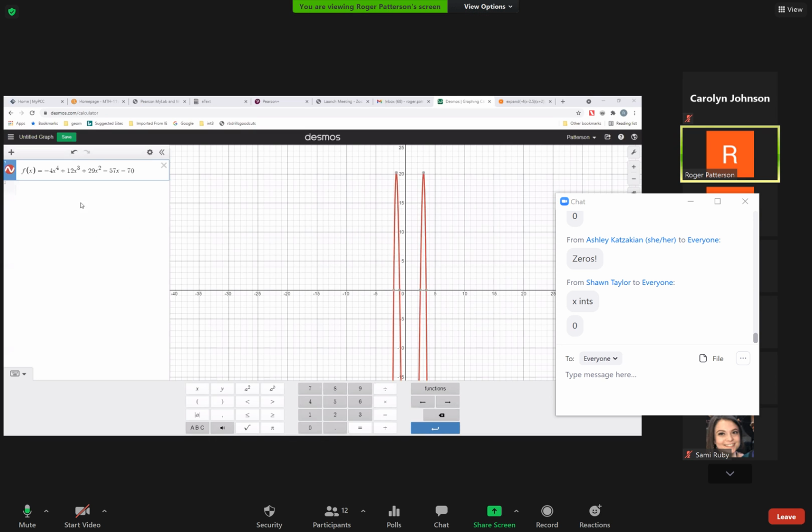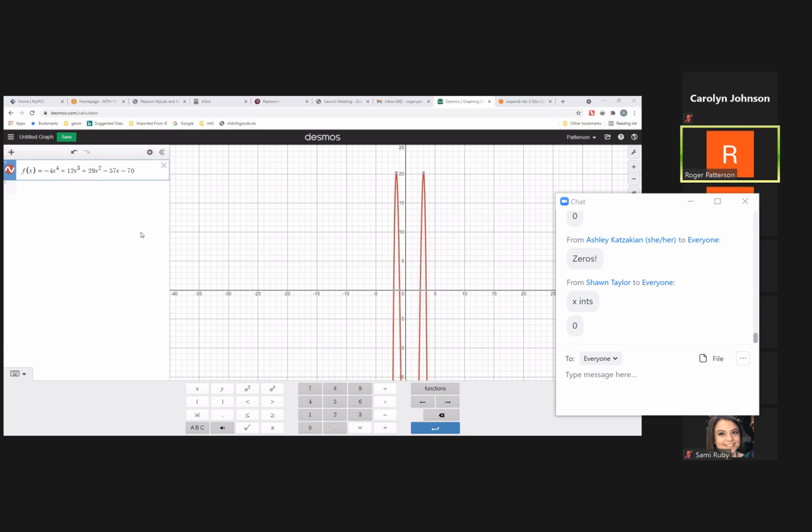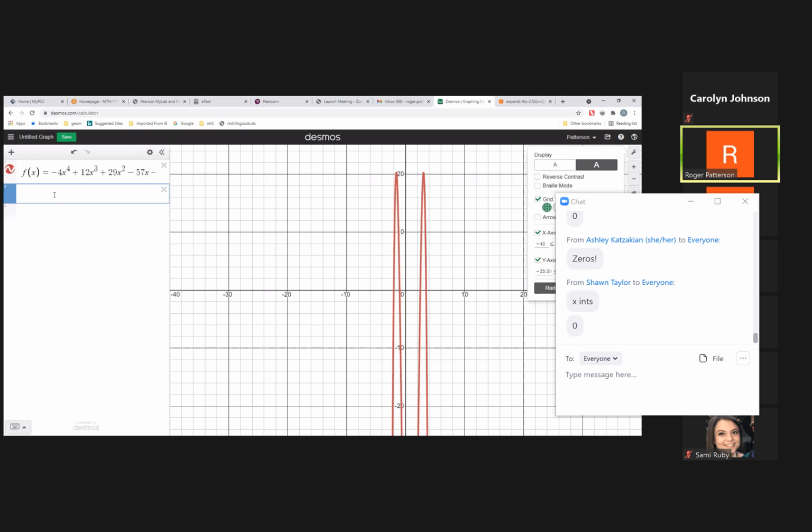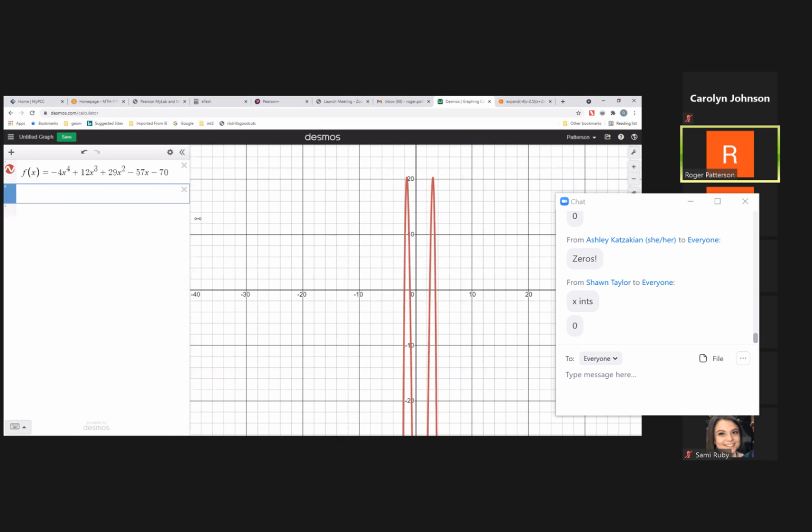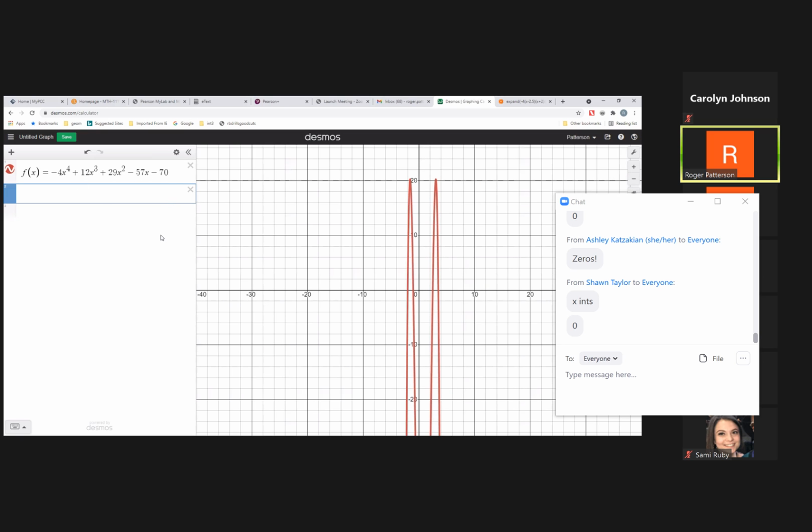All right, so I have this pretty funky looking graph here. What we're going to do is I'm going to ask you to do some synthetic division. Now, we haven't done one on a 4th degree, but it doesn't make any difference. You're still going to focus on these coefficients. Negative 4, 12, 29, negative 57, and negative 70.